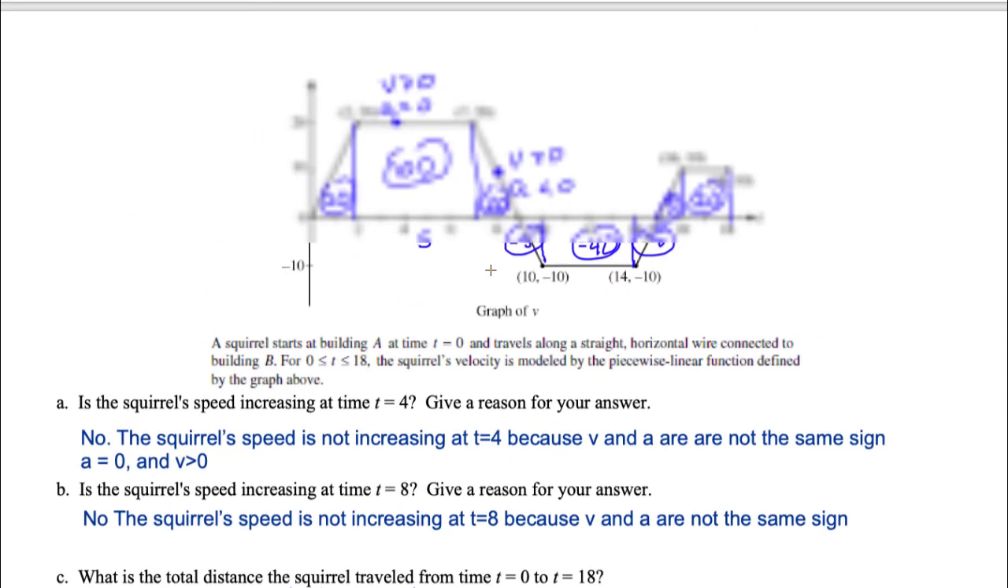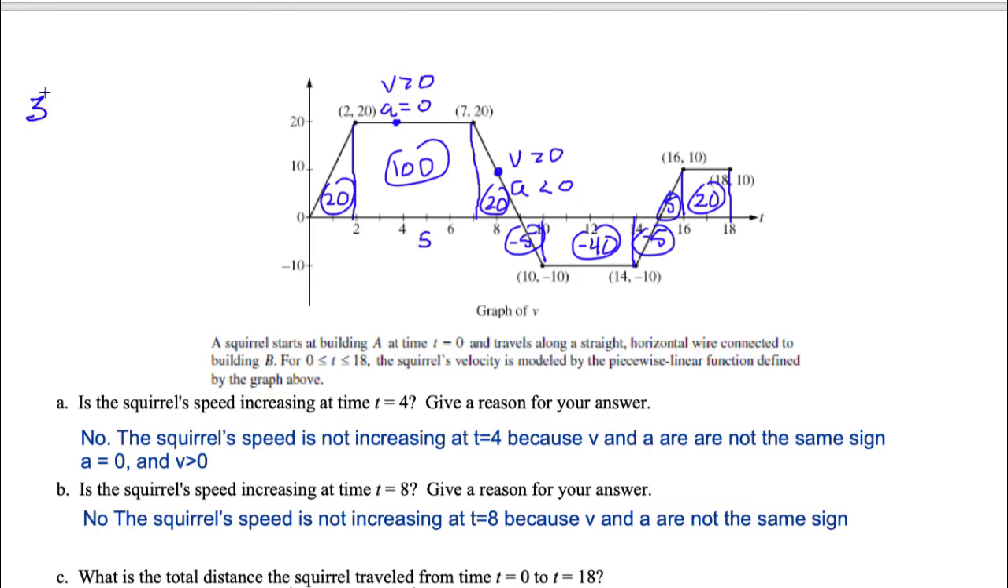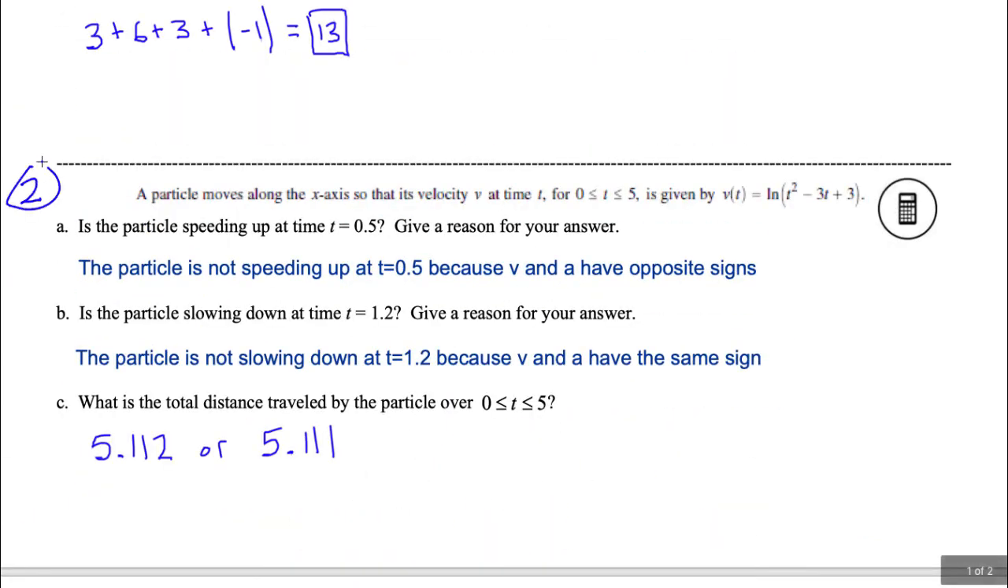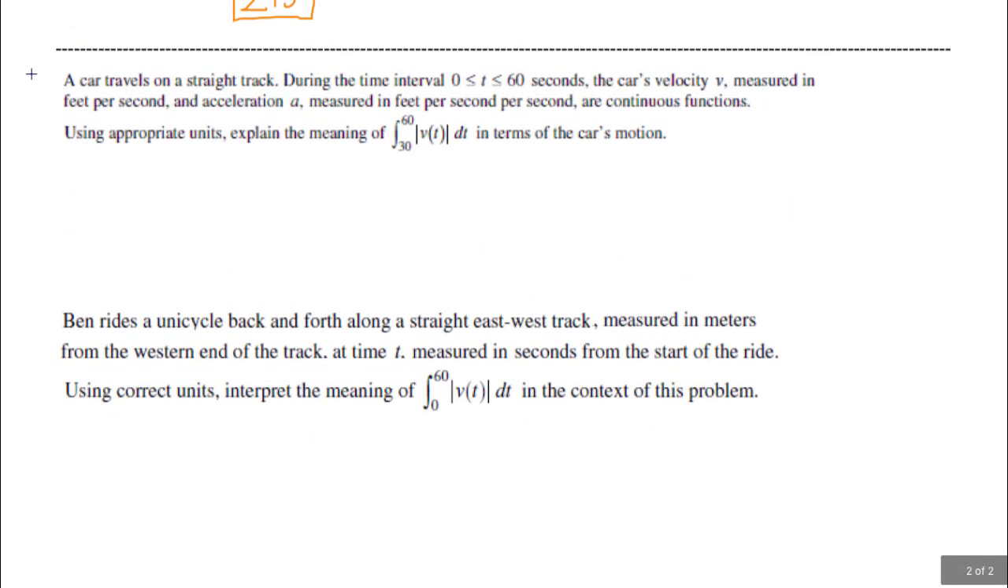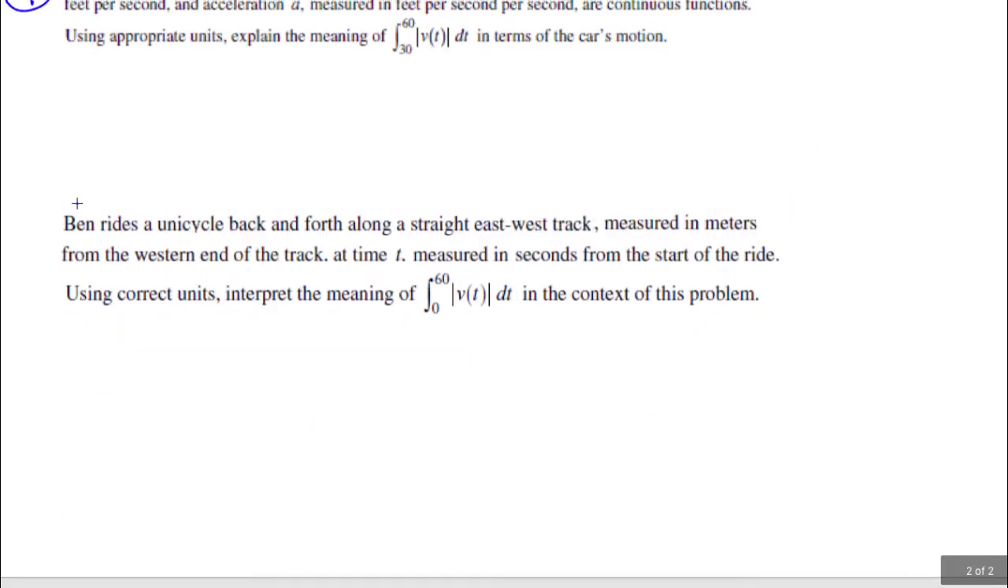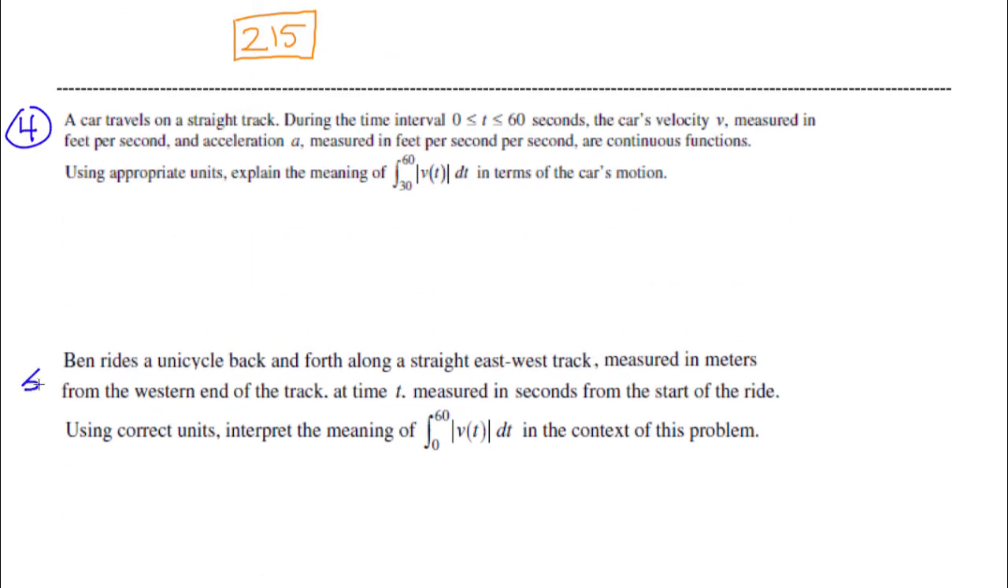I haven't been numbering these questions. This was really number 3, this was number 2, this was number 1. And then I'm finally on number 4, the second to last question. Yep, second last question, and this is number 5 down there. Number 4, car traveling on a straight track. We know our window between 0 and 60, and we need to use appropriate units to explain the meaning of that. We've seen this before, but now with absolute value.